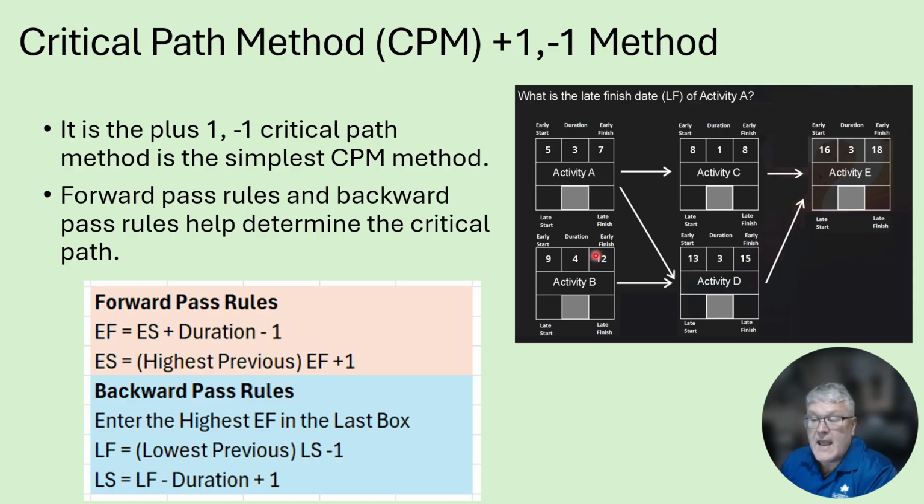Now, let's take a look at how we got from B to D. So, we're looking at the forward pass rules. We have to do a comparison to figure out how this is going to work out here. We ask, what is our highest previous early finish time? Our highest previous early finish time here is 12. So we take 12 plus 1, and that gives us 13. After that, we go back to the forward pass rules. We take our earliest start time, 13, plus the duration of 3, which is 16, minus 1, and that gives us 15.